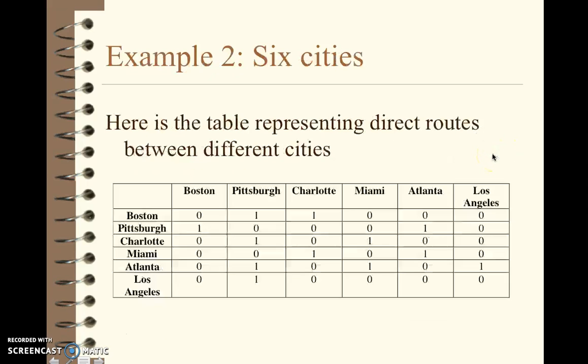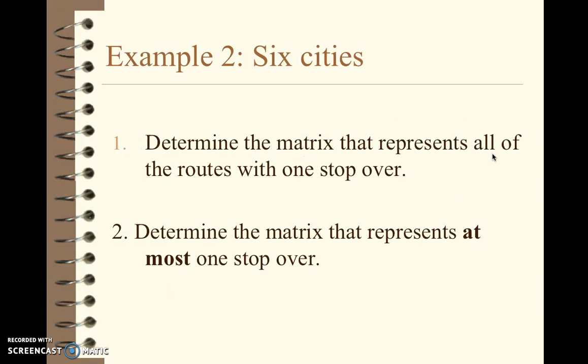All right, so let's go through and fill that in. All right, that's all of our direct routes. That's our matrix or table representing all our direct routes between the different cities. All right, what we need to do is determine the matrix that represents all of the routes with one stopover. So what are we going to do? We're going to take our direct route matrix and we're going to square it.